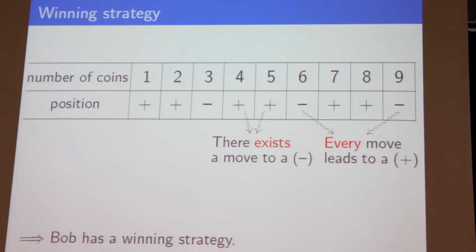And again, the strategy that Bob has is very easy to describe. If Alice takes 1 coin, Bob will take 2 coins. Altogether they take 3, and this brings Alice again to a minus. If Alice takes 2 on any of her moves, Bob will take 1, and this will again bring Alice to a minus.